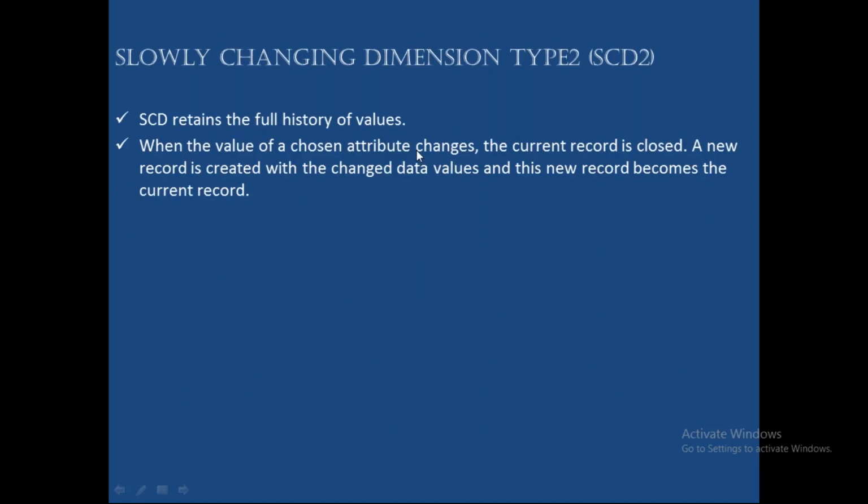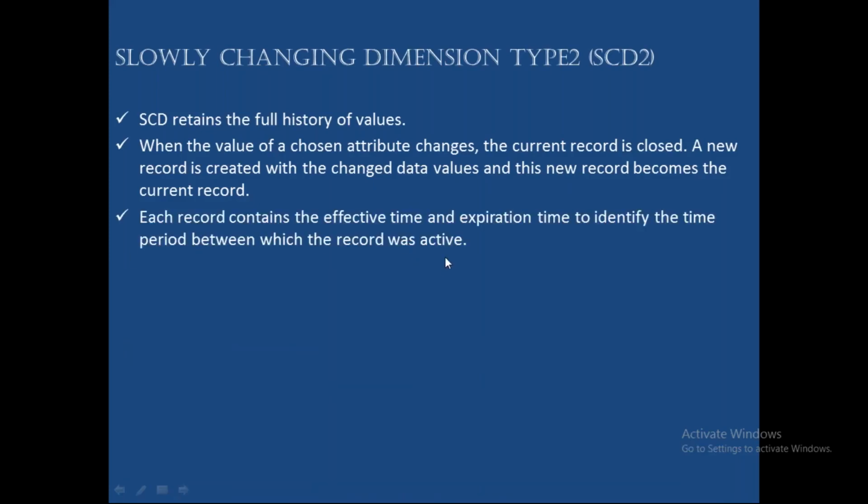SCD2 retains the full history of values. When the value of a chosen attribute changes, the current record is closed. The old record will be available in the dimension table, but it will be there as an inactive or closed record. A new record is created with the changed data values, and this new record becomes the current record. So whatever new data is coming will become an active record, or you can say the current record.